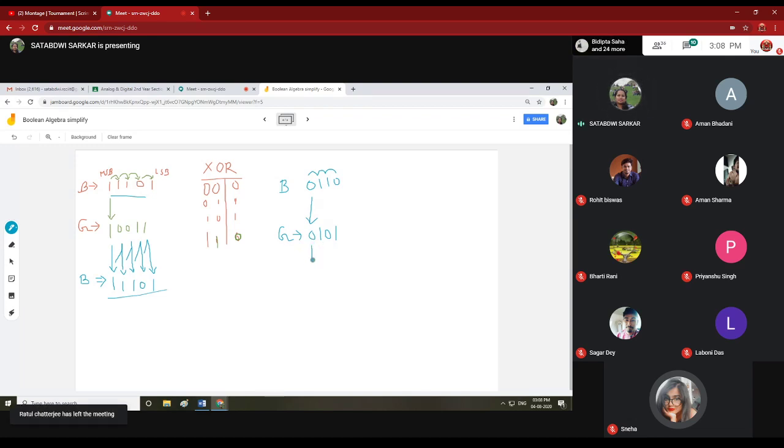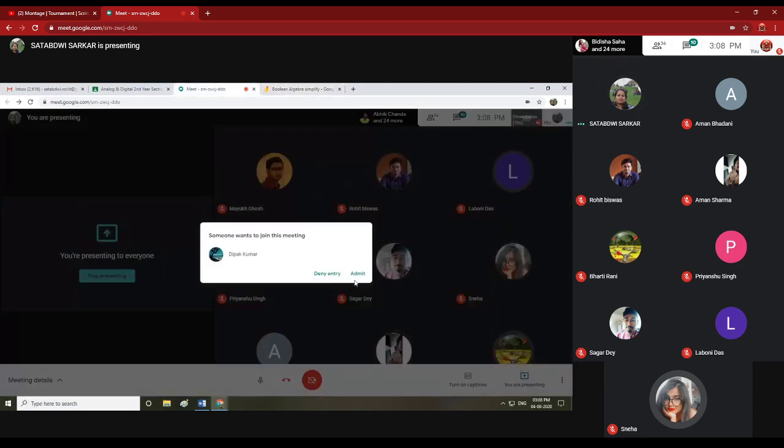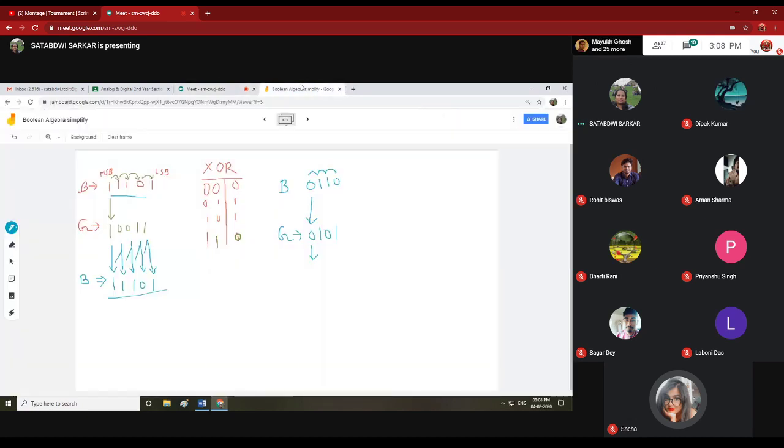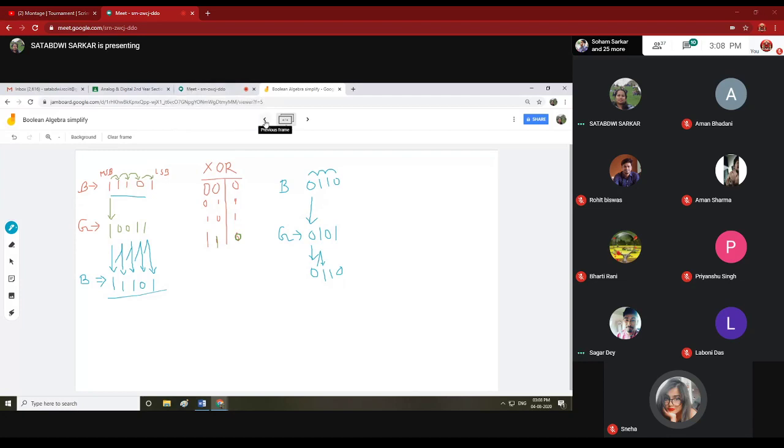Again, we have to convert this to its binary value. So it is 0. 0 will remain same. And next 0 will be XORed with this one. So 1 and 0 gives 1. And 1 and 1 gives 0. So this is our result. It is very easy, isn't it? Yes, ma'am. Okay.